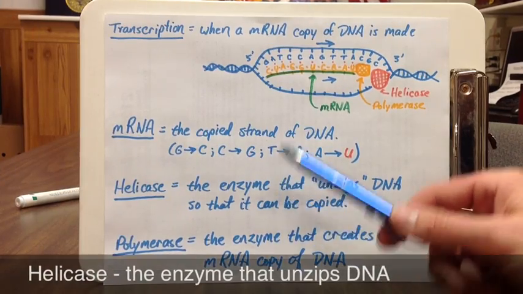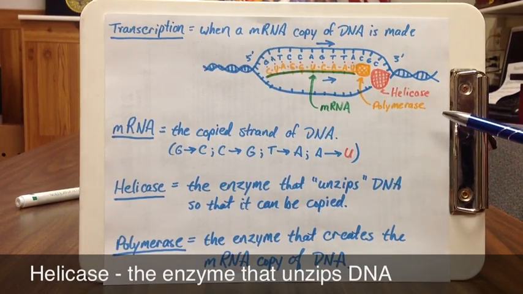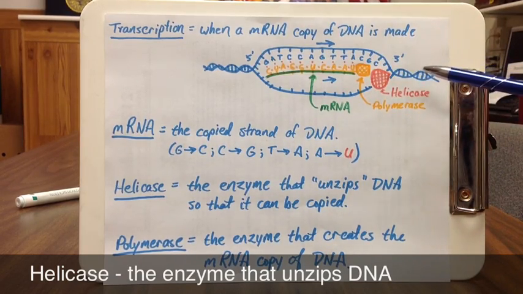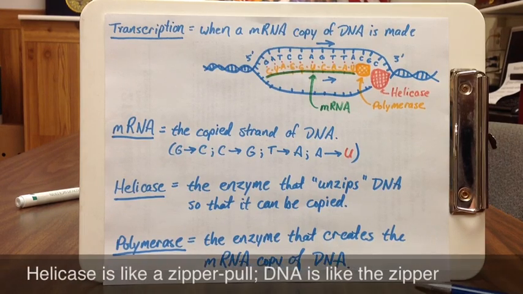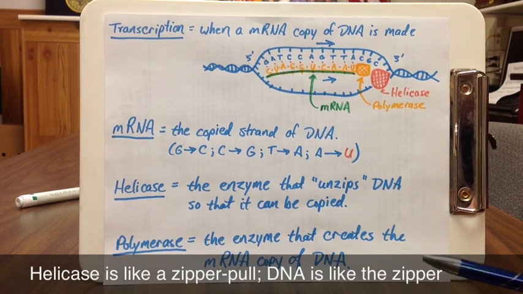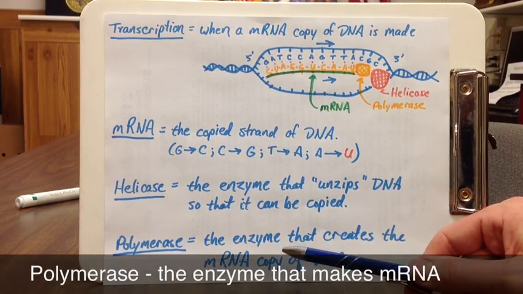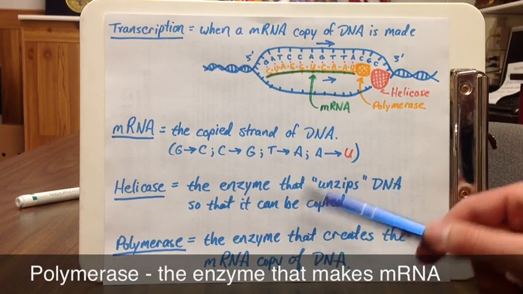Helicase is the enzyme that opens and unzips DNA. Here in pink, helicase is seen opening up DNA so that the mRNA can be made. Helicase is sort of like the zipper pull on a pair of jeans. It simply unzips DNA. Polymerase is the protein that actually creates the mRNA.